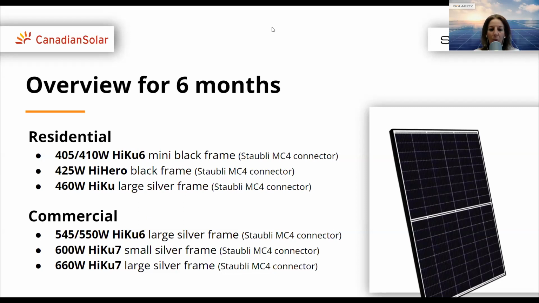All modules are coming with MC4 or T4 connectors. Only when there is a lack of modules with these specific connectors, we can get some others such as T6, but usually we prefer Staubli MC4. This is our main target, but from time to time, we have to be flexible.